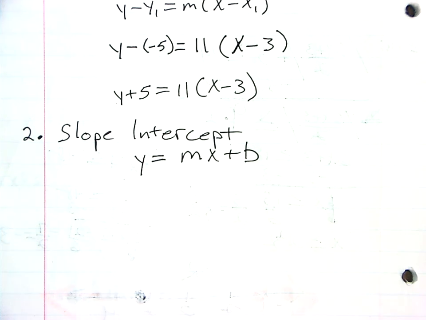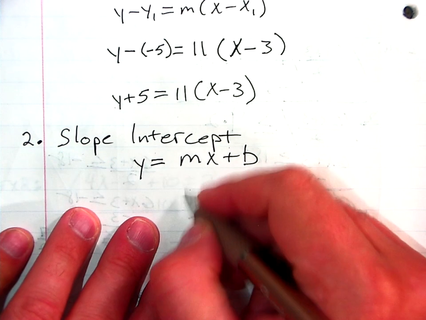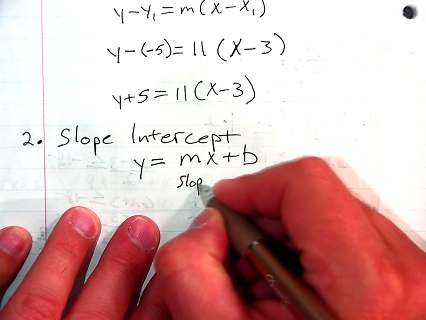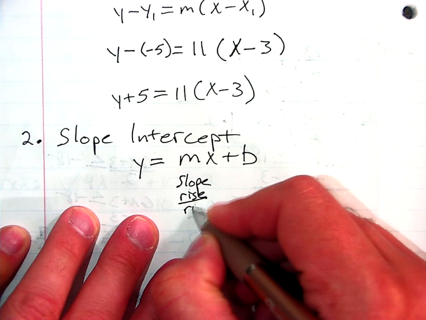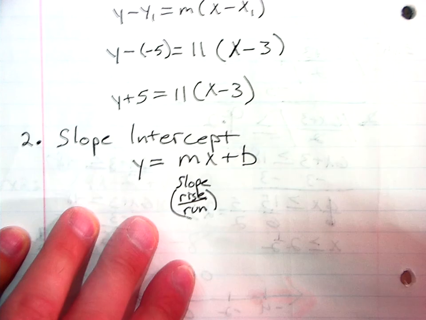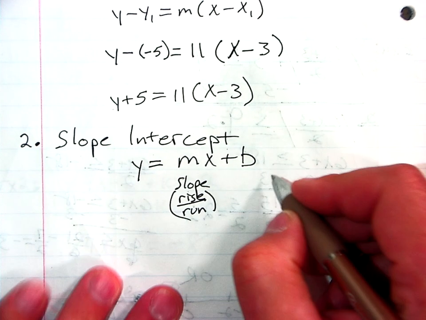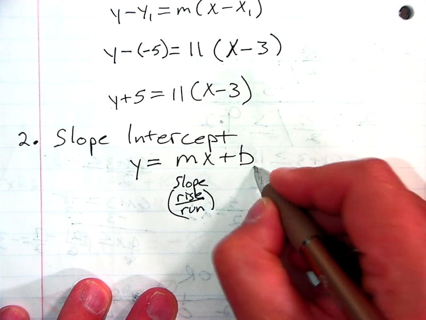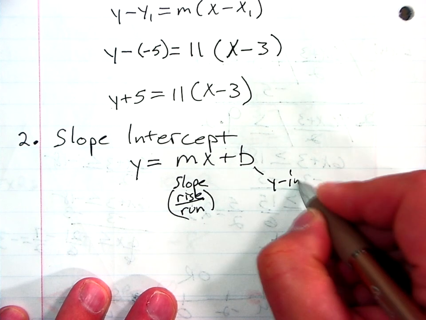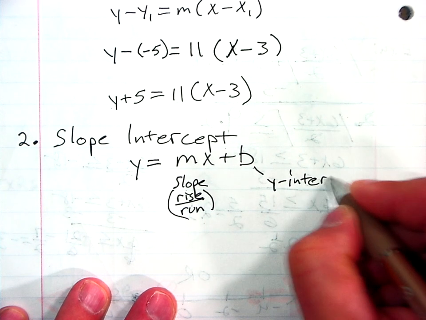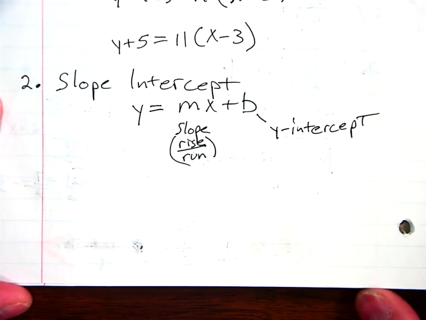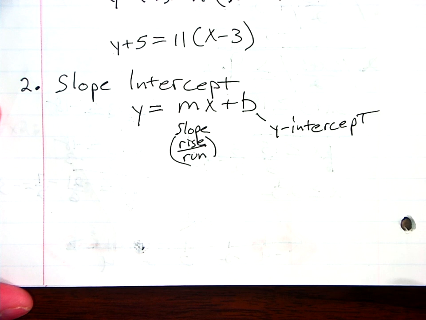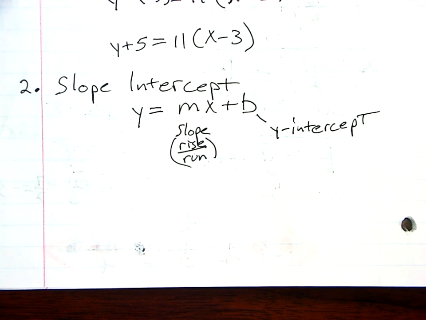All right, so the m is the slope, and what does slope tell us about a graph? You are both correct. Rise over run. What does b tell us? The y-intercept. What do the x and the y tell us? Any point on the graph. You can use any point on the graph and that'll work.